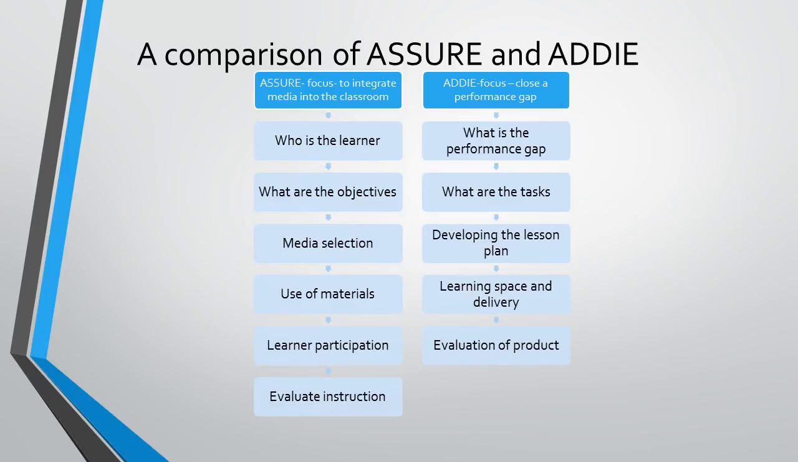A comparison of the two, they're basically the same, but the Assure is much simpler, more direct, whereas the ADDIE focus has a lot more on deciding if there is a performance gap. The specific task is much more involved than the Assure focus.